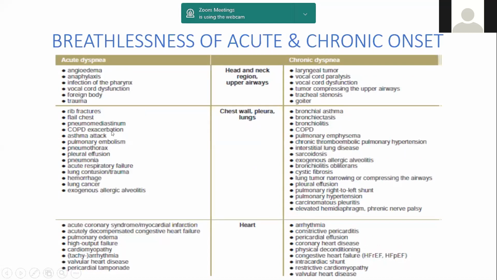In the chest, there might be some rib fracture leading to flail chest. There may be some pneumothorax. There may be some pneumonia, pleural effusion, pulmonary embolism. The acute ones, we must evaluate the patient very meticulously because we don't have much time to evaluate the patient. So we have to be very precise in our initial assessment. And the chronic, there is a long list. We don't need to go into those.